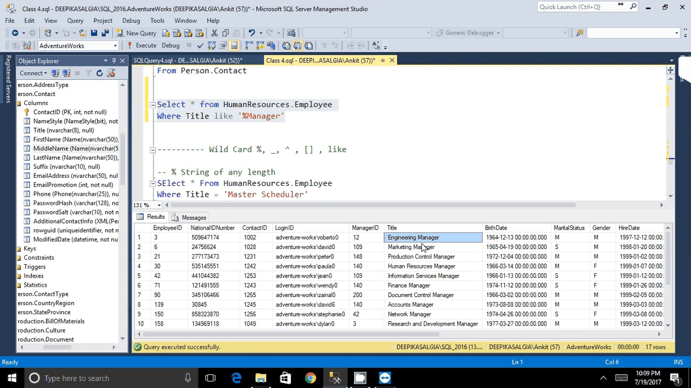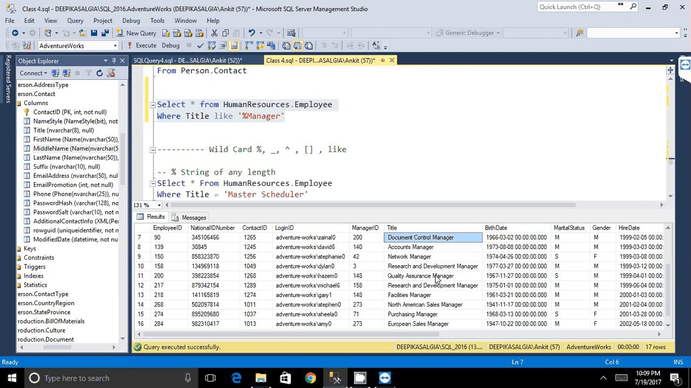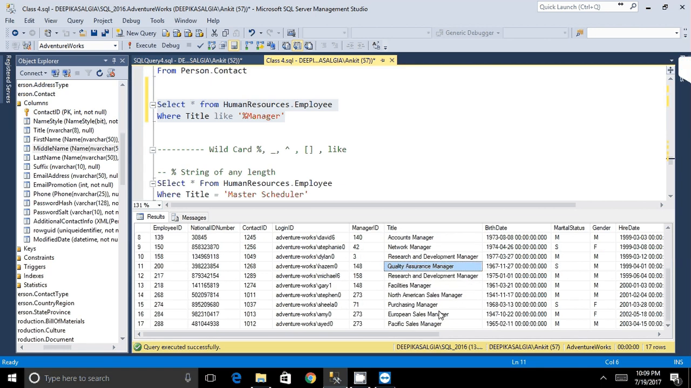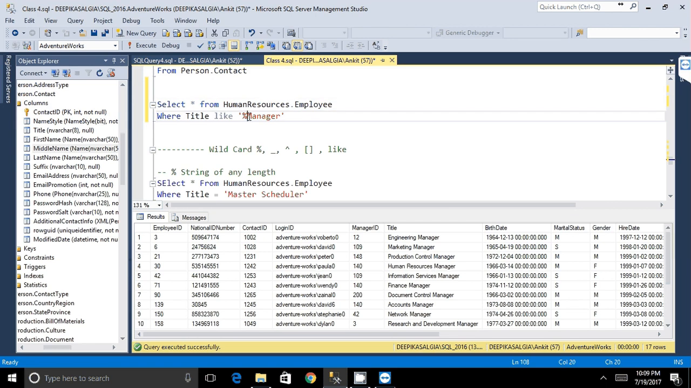See, I'm getting engineering manager, marketing manager. Why? Because all of these end with manager. Clear? So anything that ends with manager, you put the percent sign in front of it, so that anything in front of it would come: production control, human resources, information services, finance. Any number of words, any length would be covered by percent. So it could be anything in front.